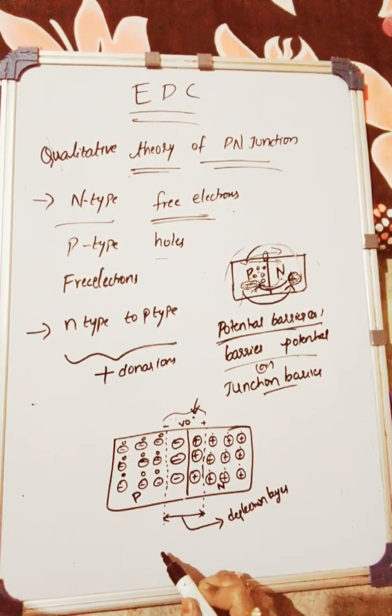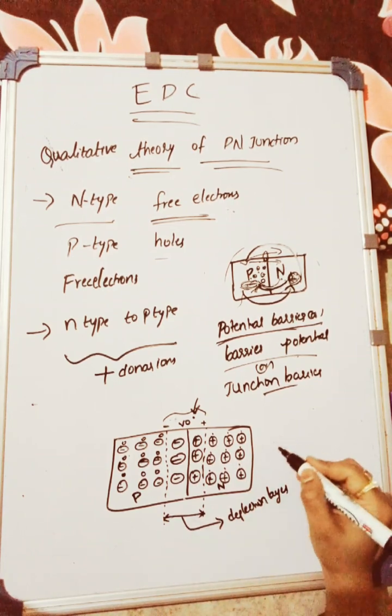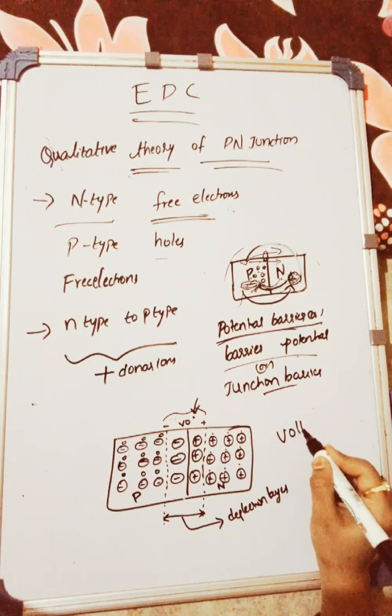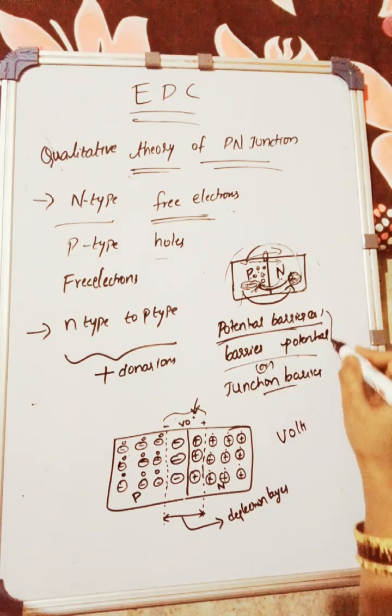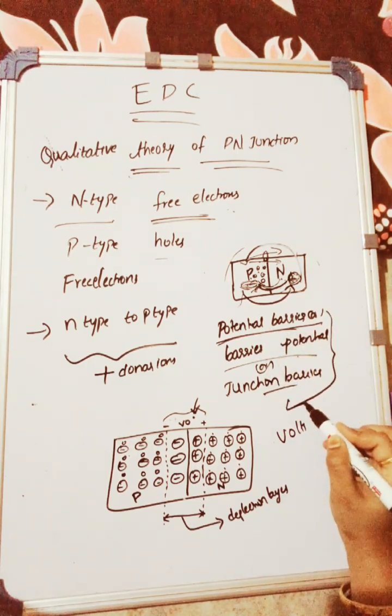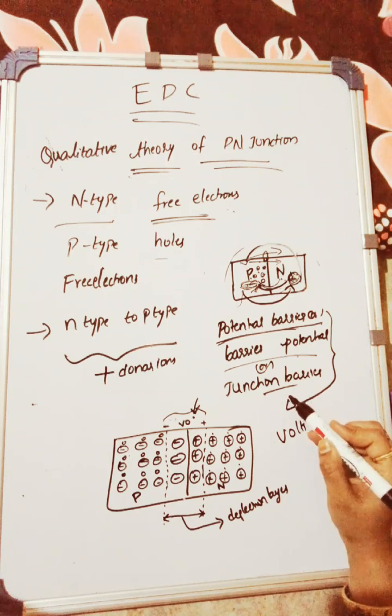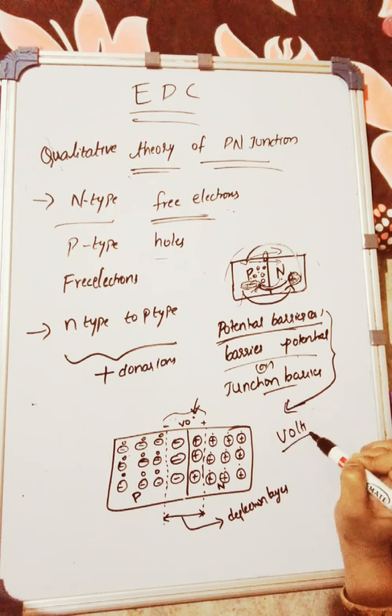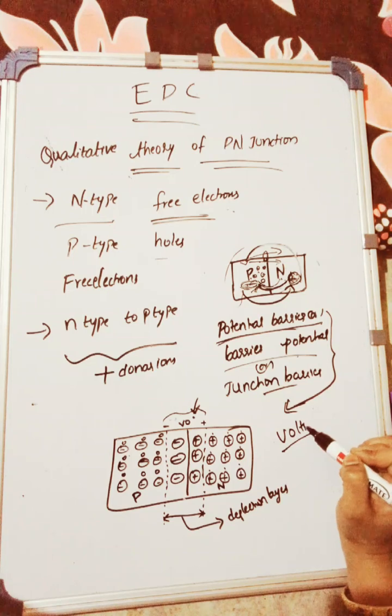The barrier potential is expressed in volts. Which one? This barrier potential, or potential barrier, or junction barrier. This is expressed in volts. Its value is called the height of the barrier.